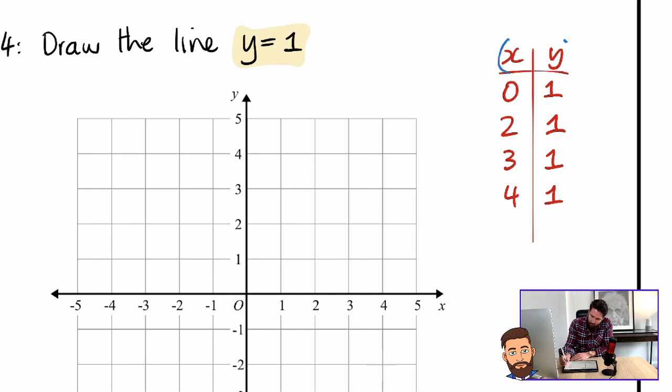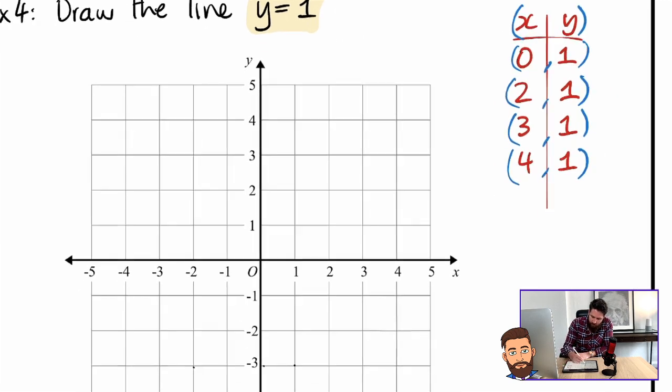And if we turn that into a coordinate, we can see that if we start to plot these coordinates that I've made here, 0, 1, start at the center always, go across 0, so stay where I am, and up 1. Okay, so that would be there, if I mark that point on. 2, 1 would mean start at 0, go across 2, up 1, and that would be that point there. 3, 1, go across 3, up 1, that would be that point there. 4, 1, across 4, up 1, that would be that point there.